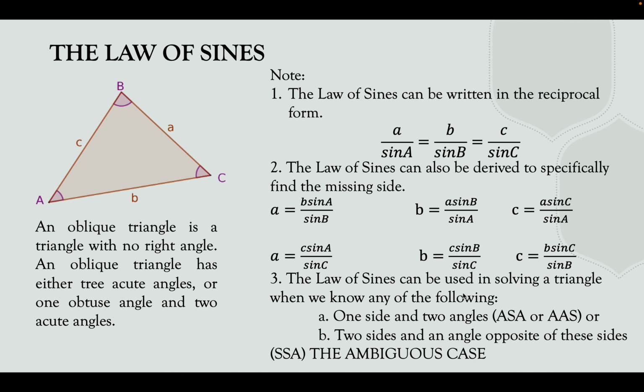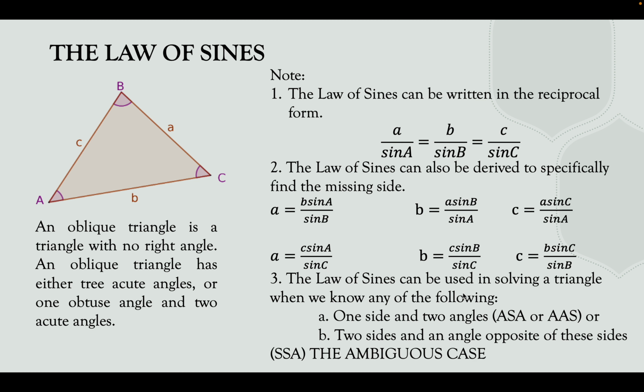Let us note that the law of sines can also be written in the reciprocal form. We can use a over sine A equals b over sine B equals c over sine C. Now, the law of sines can also be derived to specifically find the missing sides of the given triangle.